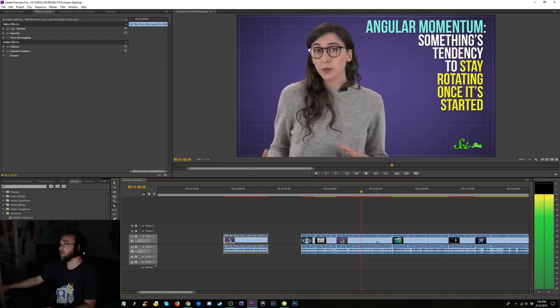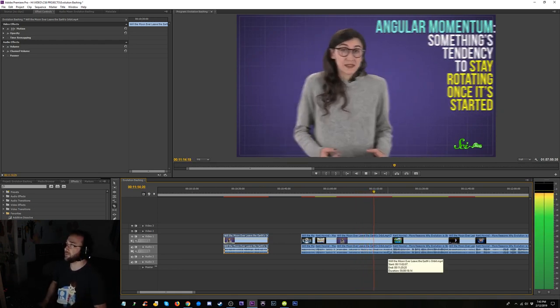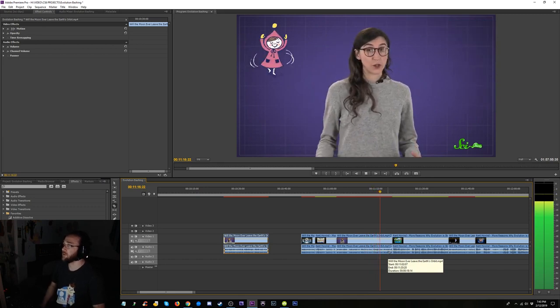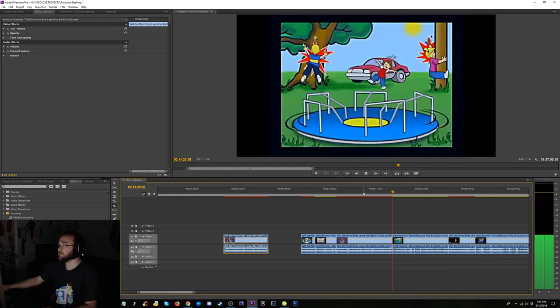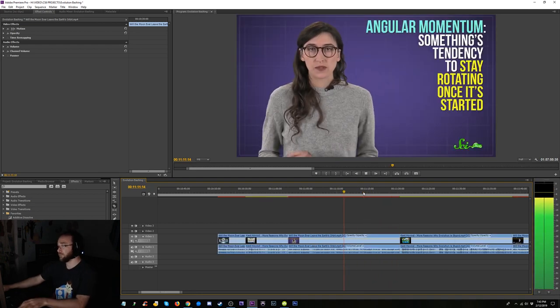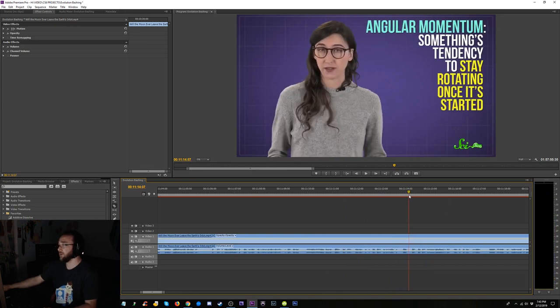In physics, angular momentum describes something's tendency to stay rotating once it's started. That something can be one object, like a figure skater, or it can be a system of multiple objects moving together. That's all we need right there.